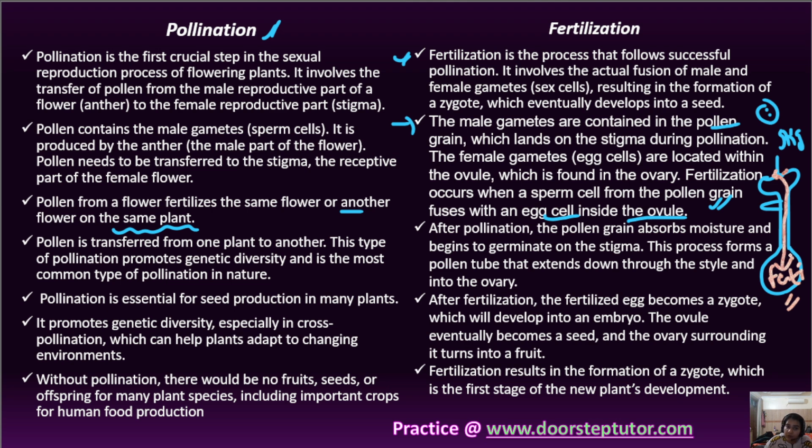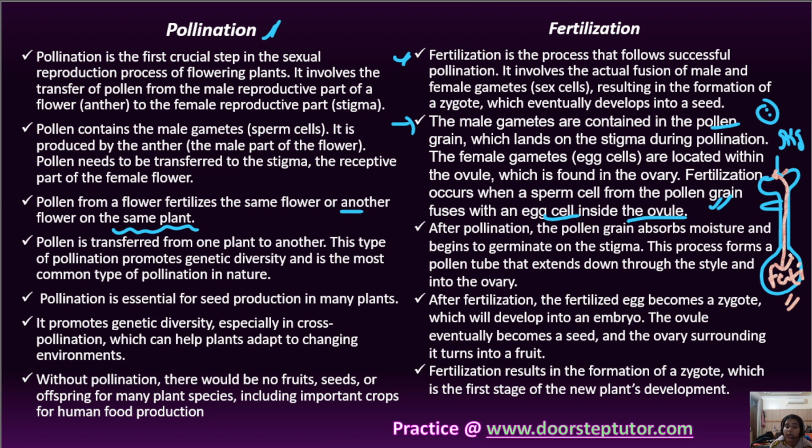If we talk about fertilization, after fertilization the fertilized egg becomes a zygote, which will further develop into the embryo. The ovule eventually becomes a seed, while the ovary, the surrounding part of that ovule, will turn into the fruit. So the fruit that we eat, we are actually eating the ovary of a plant.